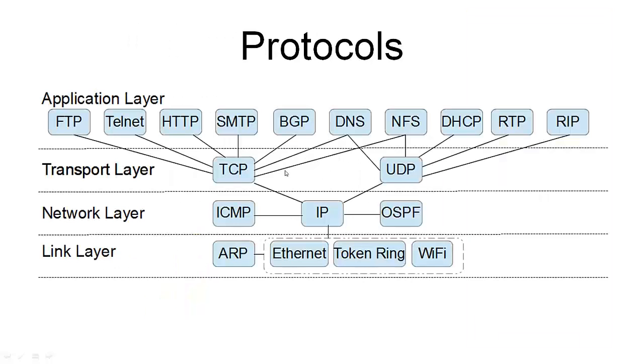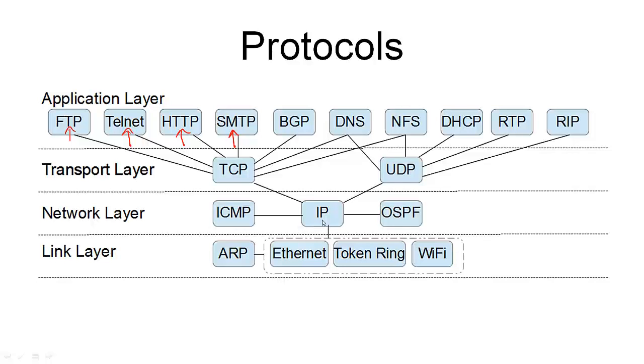So here is a look at the different protocols as part of the different layers. The application layer has a lot of protocols. You may be familiar with file transfer protocol, the telnet protocol, this is the web browsing protocol, this is the email protocol. We'll cover the rest of this as part of the course. At the transport layer, we have the TCP protocol and the UDP protocol. These links show that the application layer protocols use either TCP or UDP. Some, like DNS, use both TCP and UDP protocols.